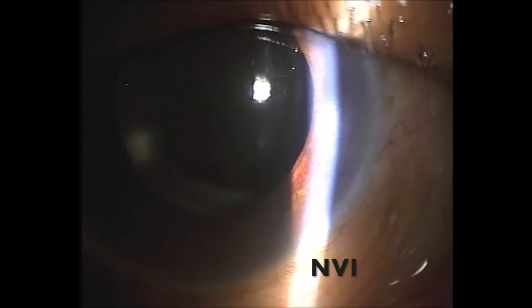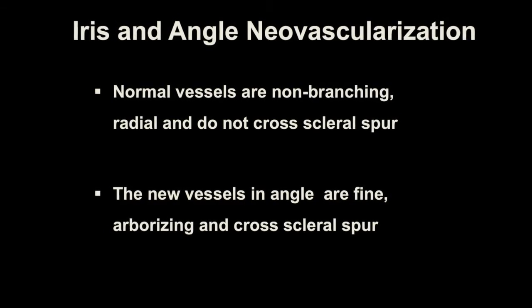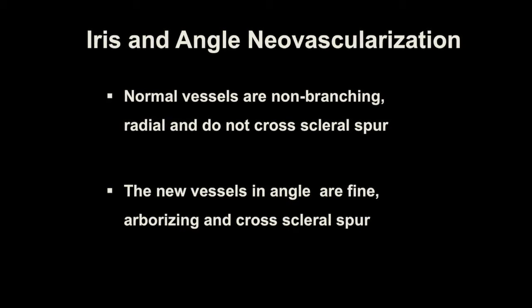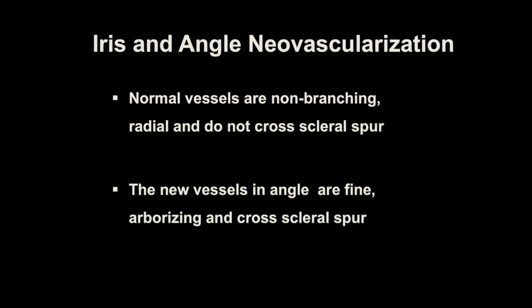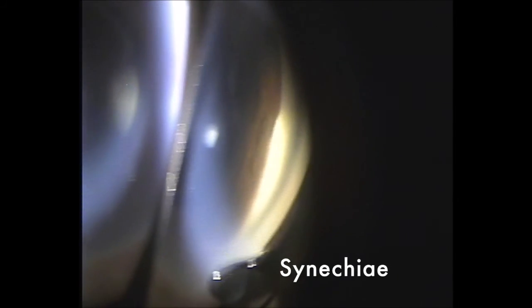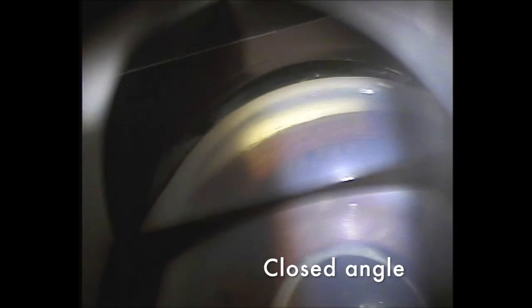Iris and angle neovascularization is commonly found in proliferative diabetic retinopathy and central retinal vein occlusion. Normal vessels are non-branching, radial, and do not cross the scleral spur. The new vessels in the angle are fine, arborizing, and cross the scleral spur. In advanced stages, it leads to peripheral anterior synechiae formation and angle closure.